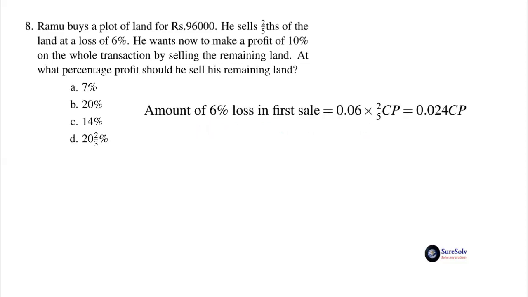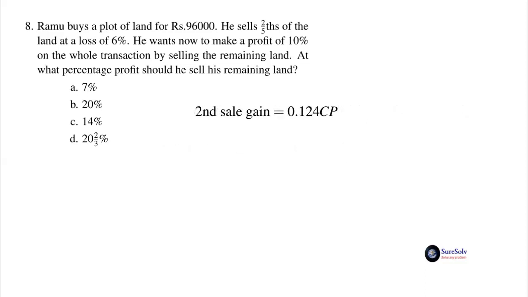6% loss in selling 2/5 of the land is then 0.024 CP. Ramu's target profit is 10% of CP or 0.1 CP. So, to compensate for the loss in the first sale, it must be added to the target gain to form the gain in the second sale. The gain in the second sale would have to be then 0.124 CP.